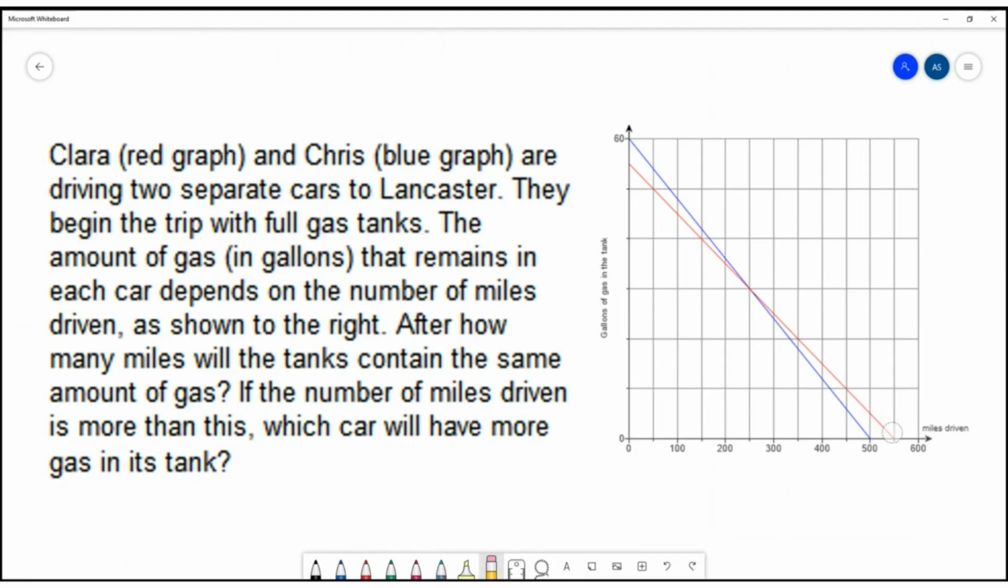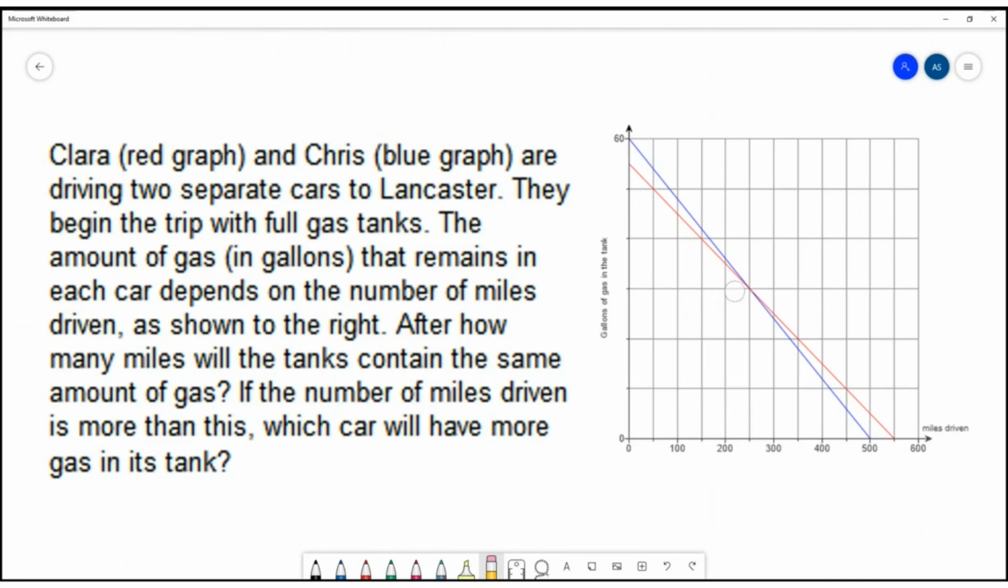This is her miles driven and gas in the tank, and then we have the blue graph being Chris's gas in the tank and miles driven. And right here, the 2 lines cross each other. At that point where they cross each other, that means that the amount in the tank is the same as well as the miles driven is the same. So we want to know after how many miles will the tanks contain the same amount of gas.